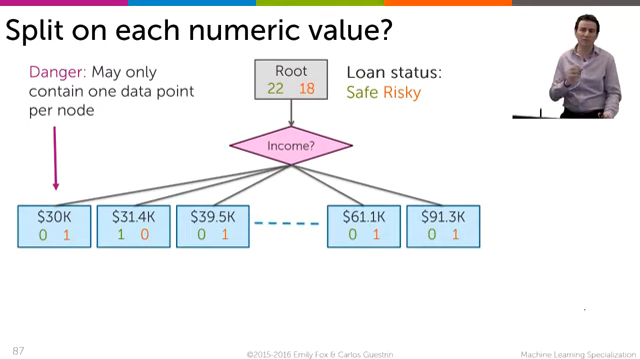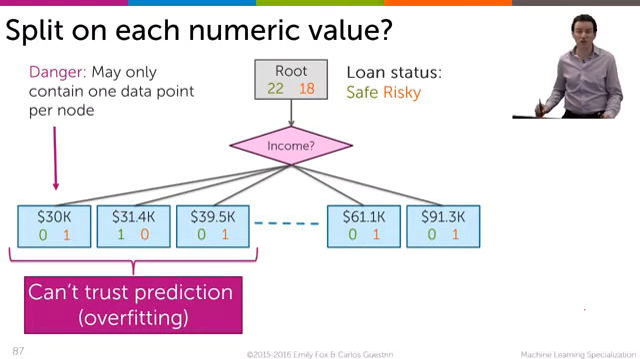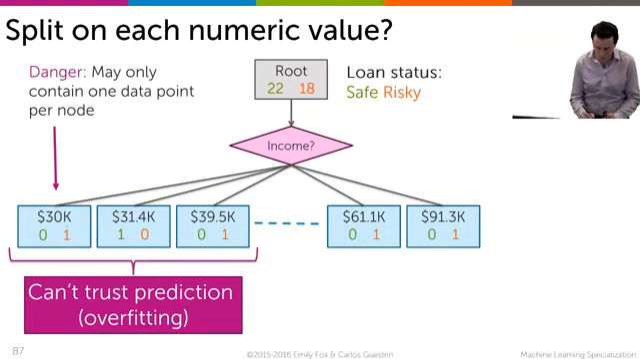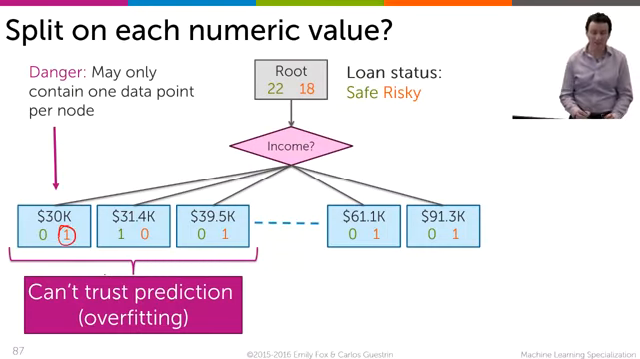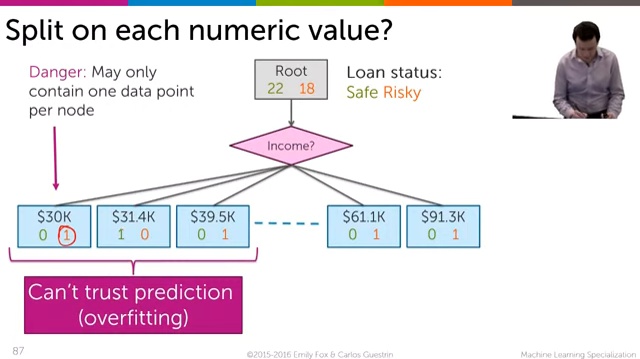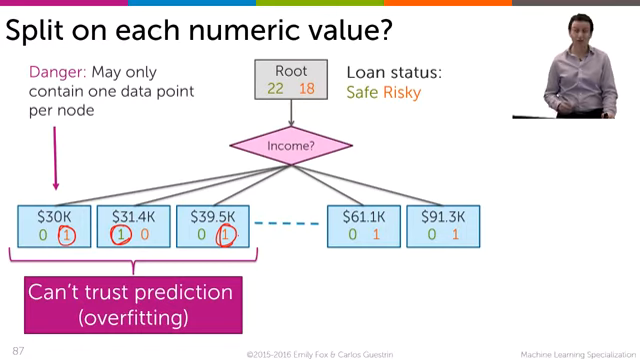When you have very few data points in an intermediate node in a decision tree, you're very prone to overfitting, very prone to make predictions you cannot trust. So for example, if you look here, you'd predict that if your income is 30,000, this is definitely a risky loan. But if your income is 31,400, it's definitely a safe loan. However, if your income is now 39,500, you're back to risky. So it's risky, safe, risky, which doesn't make any sense. I mean, do you trust it? I wouldn't. And so the question is, how do we deal with these real-valued features?